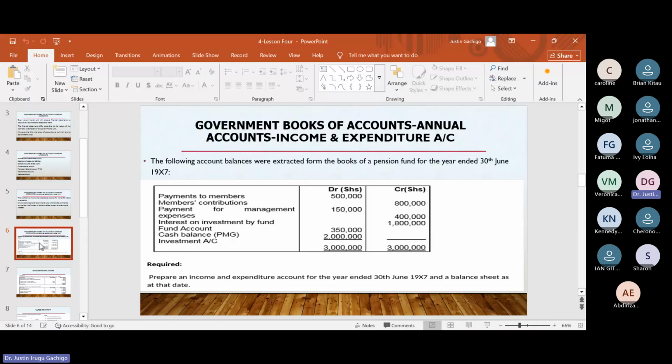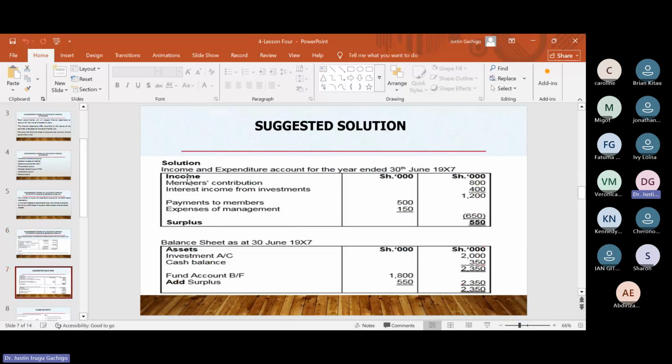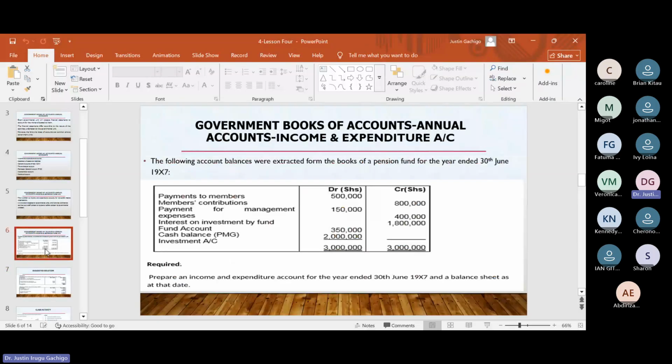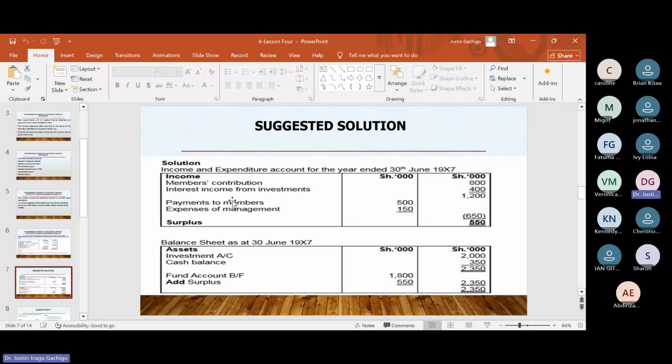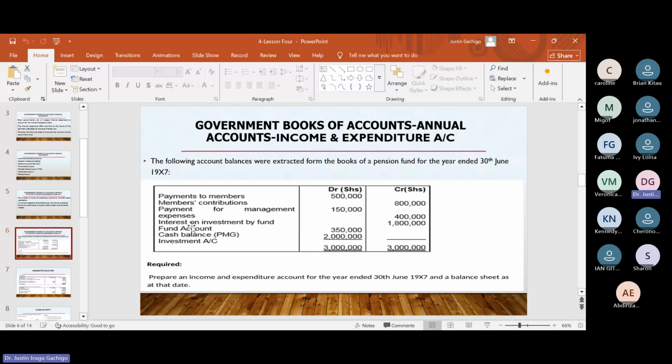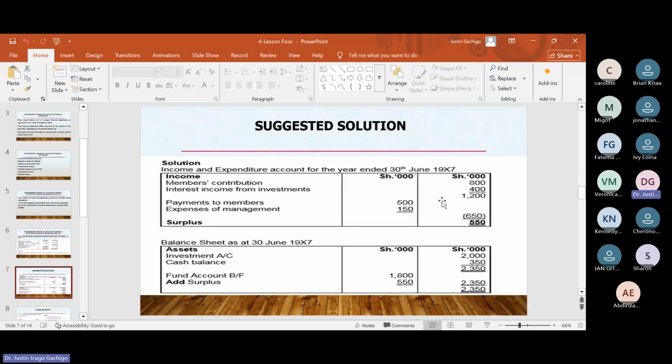So I have done this as a worked example. The first statement is the income and expenditure account. You can see we have members contribution, which is 800,000. If you go back to the question, this is the members contribution, 800,000. Then we have the interest income from investment, 400,000. Again if we go back here, interest on investment, 400,000. These are the investments that, for example, if it's a pension fund, they can buy treasury bills and treasury bonds. That is the investment that we are talking about. So that is 400.